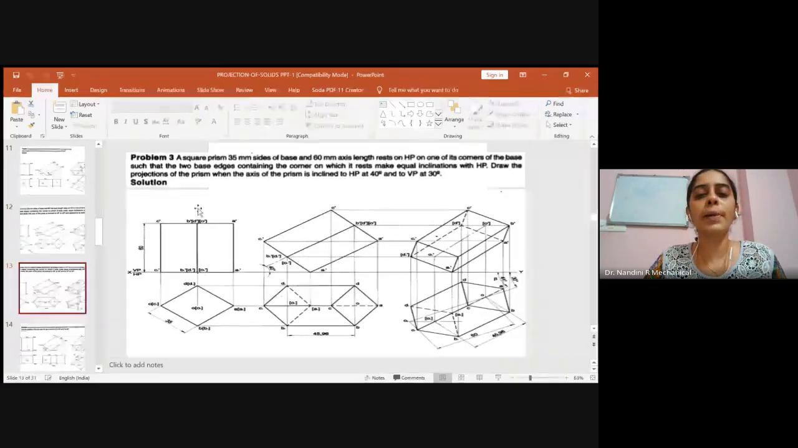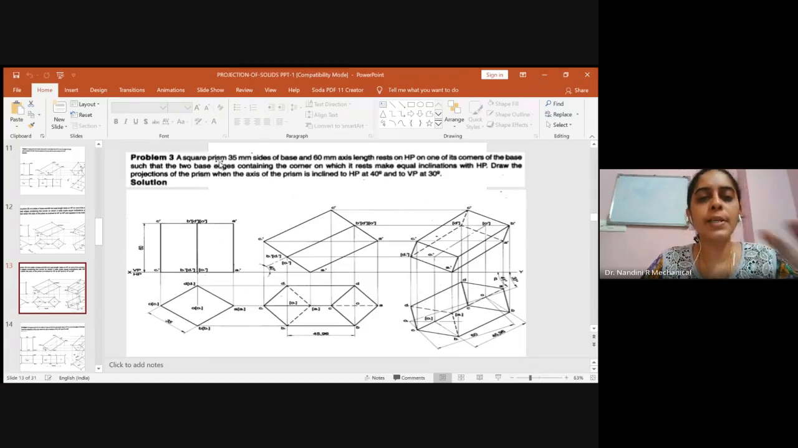Since it is not mentioned as appears to be inclined, and it is told that the axis is inclined to HP at 40 and to VP at 30, we should determine the apparent angle beta. And after determining, always write in the bracket beta is equal to how much. Within a box you please write. So again, go through the question.